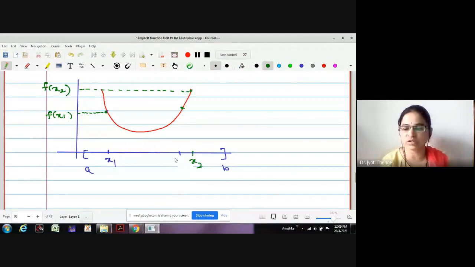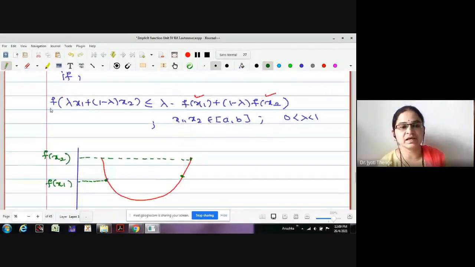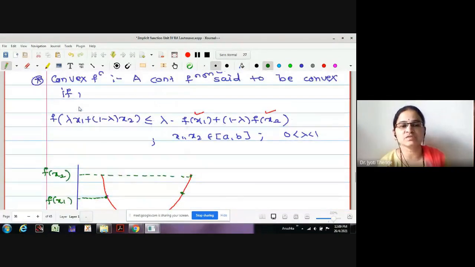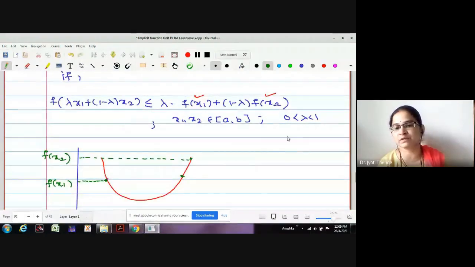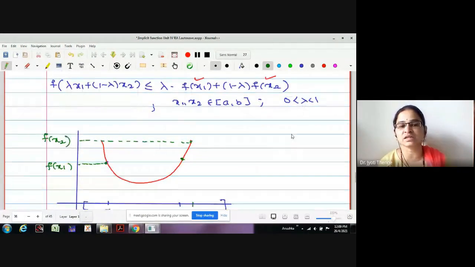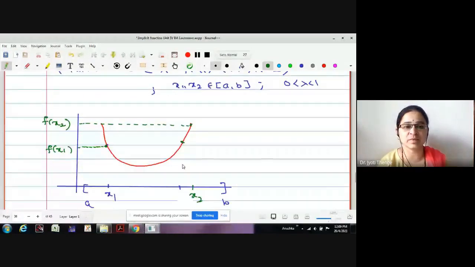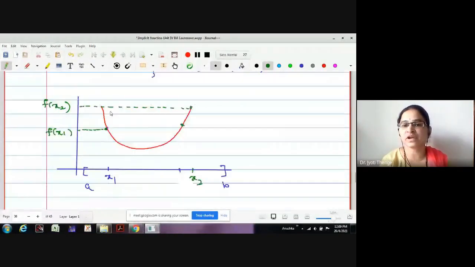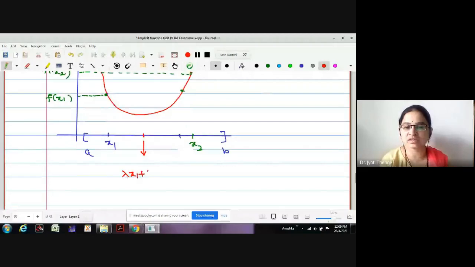Now what about the left hand side? This left hand side is the f image of the point lambda x1 plus 1 minus lambda x2. No doubt lambda lies between 0 and 1, and that is we are considering the interior point of the line segment joining x1 and x2. Therefore, let me fix the point somewhere on the line. Let this be a point. What is the coordinate of this point? The coordinate of this point will be lambda x1 plus 1 minus lambda x2, which will be on the line segment joining x1 and x2. The line segment joining x1 and x2 is this.